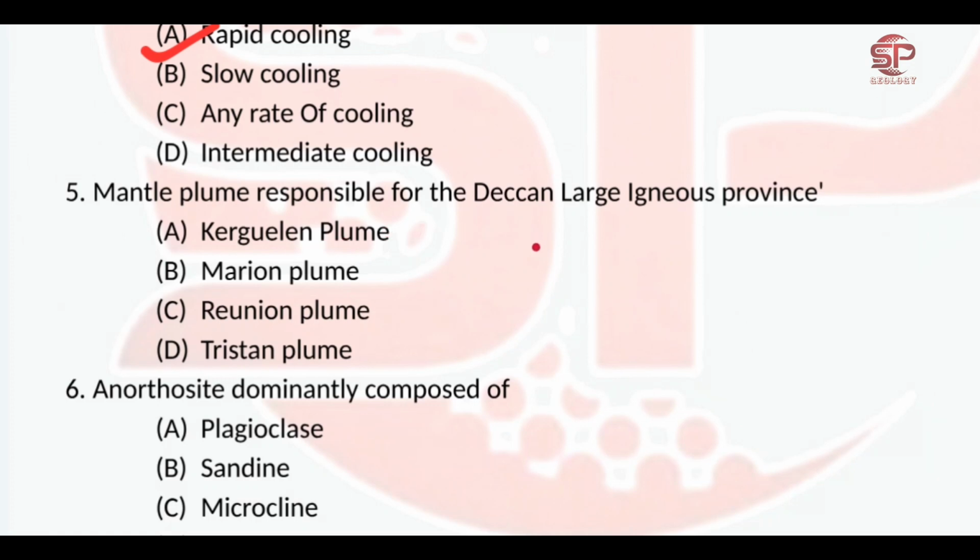Mantle plume responsible for the Deccan large igneous province. So it is the Reunion hotspot or Reunion plume which is responsible for the formation of the Deccan lava, as the Indian plate passed over the Reunion hotspot. Then the Kerguelen plume, it also occurs in the Indian Ocean, because of which the Rajmahal trap occurs. Then the Tristan plume, it is in the Atlantic, in the African plate. Then Marion, near Madagascar, it is also in the Indian Ocean.